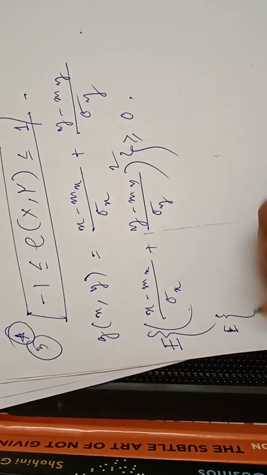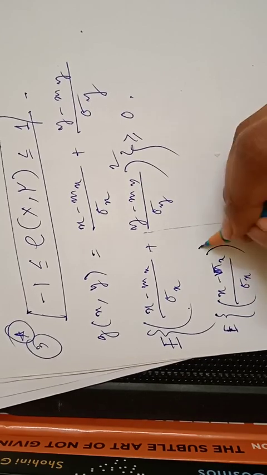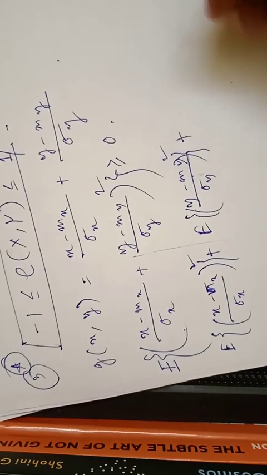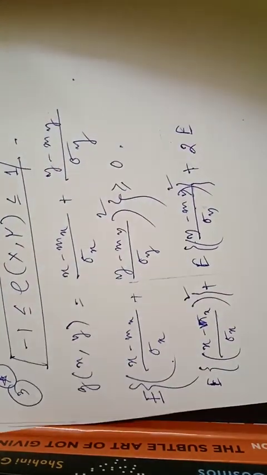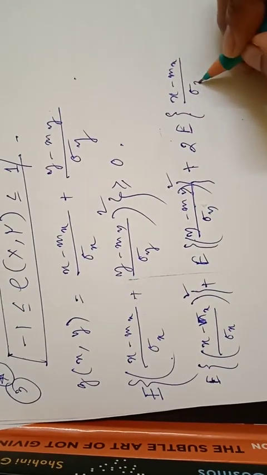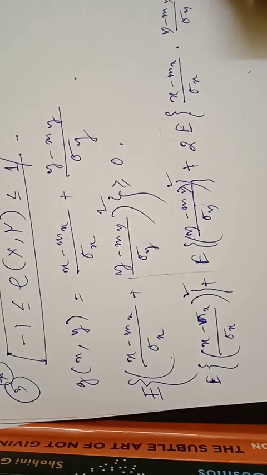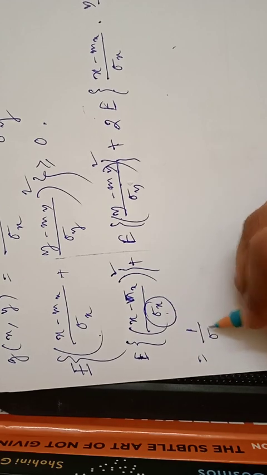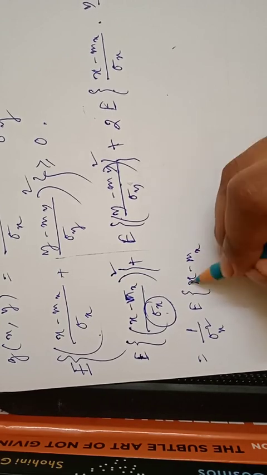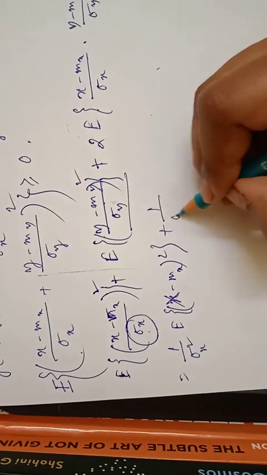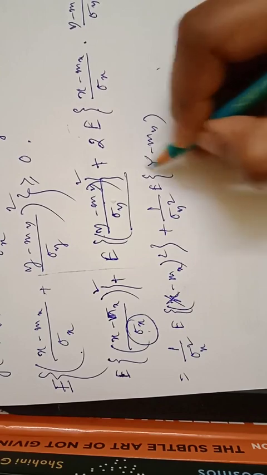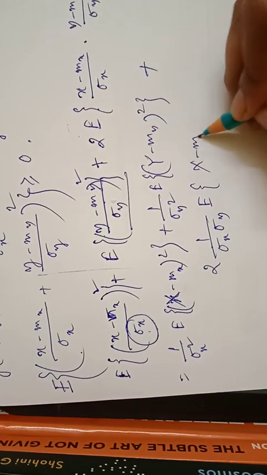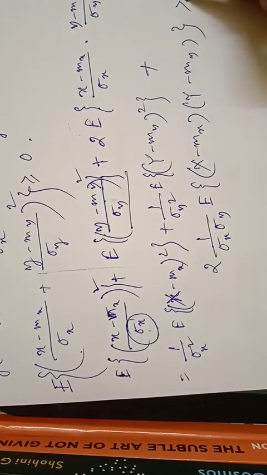Now open it. Expectation of x minus mx by sigma x its whole square plus expectation of y minus my by sigma y its whole square plus 2ab, that is 2 into expectation of x minus mx by sigma x into y minus my by sigma y. This whole quantity is greater or equal to 0. Now check this thing. This is a constant. We can put it outside of the expectation. So this gives you 1 by sigma x square expectation of x minus mx its whole square. Similarly, from the second term, 1 by sigma y square expectation of y minus my its whole square plus 2 into 1 by sigma x sigma y expectation of x minus mx into y minus my. Whole quantity is greater or equal to 0.